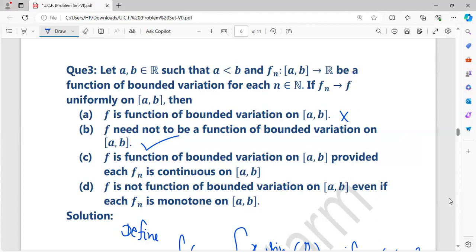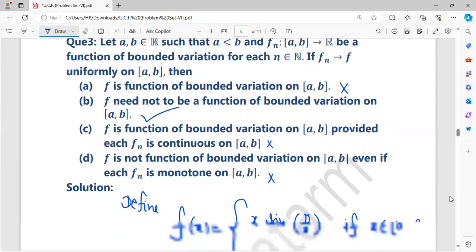F is a function of bounded variation on AB provided each Fn is continuous. You see that polynomials are continuous. Still, F is not a function of bounded variation. This is not correct. F is not a function of bounded variation on AB even if Fn is monotone. If Fn is monotonically increasing or decreasing, then F is monotonically increasing or decreasing accordingly. And we know that monotonically increasing or decreasing functions are always functions of bounded variation. So this option is also not correct. So option number B is correct.